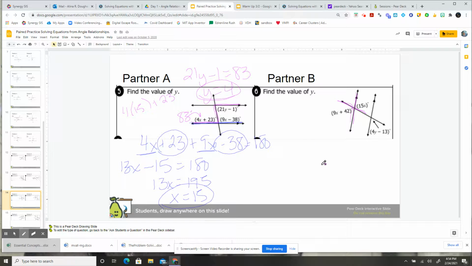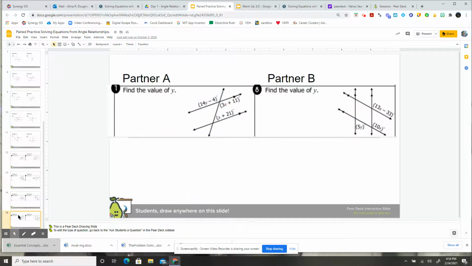So we'll talk about number 6 tomorrow. Do that one tonight so we can discuss it though. And then same thing here. You're going to find the things that match. So I've got my x's here. Those are same side supplementary.